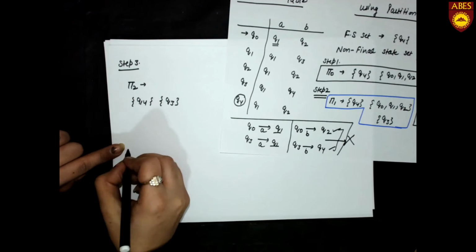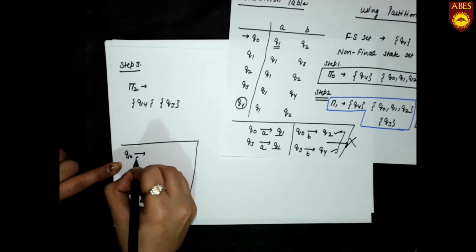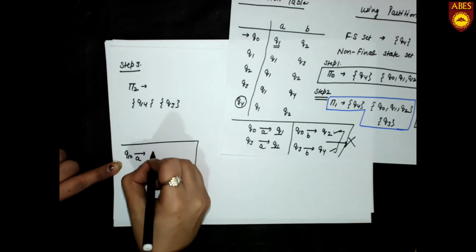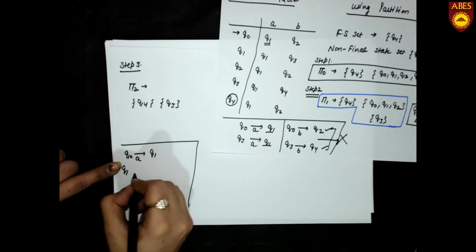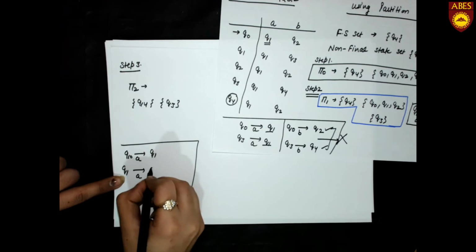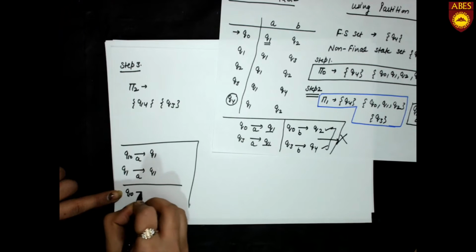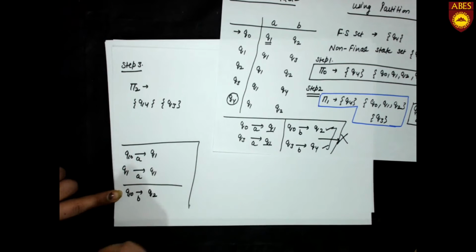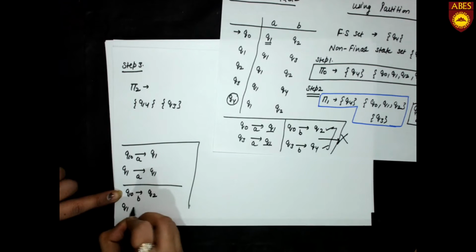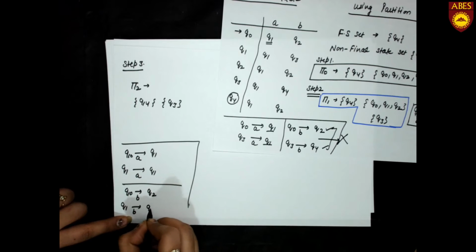So now you can see Q0, when we apply input A, then output is Q1. Next is Q1. When we apply input A, output is Q1. In case of Q0, when we apply input B, output is Q2. In case of Q1, when we apply input B, output is Q3.